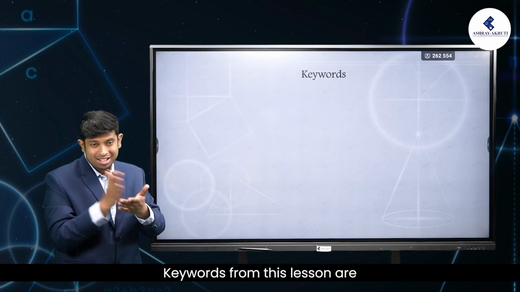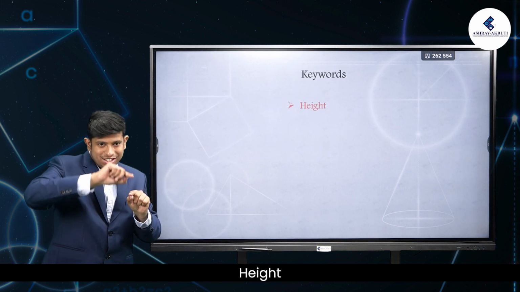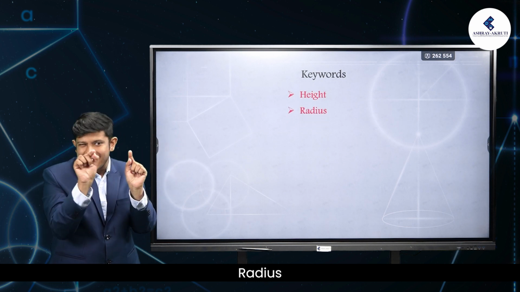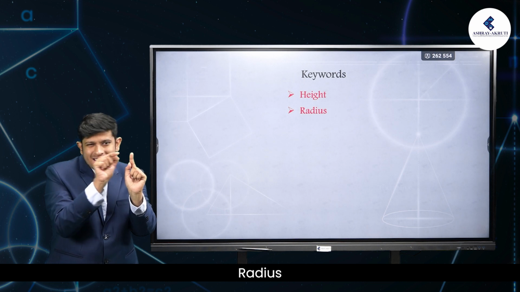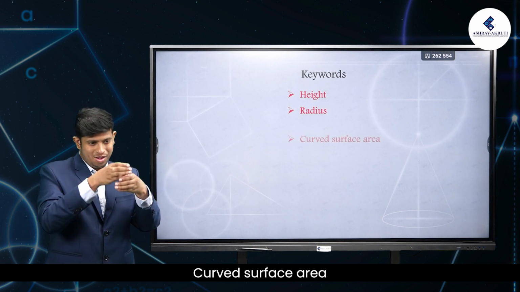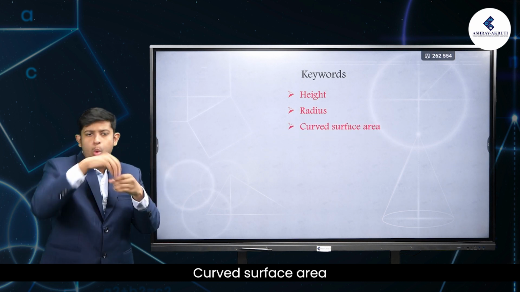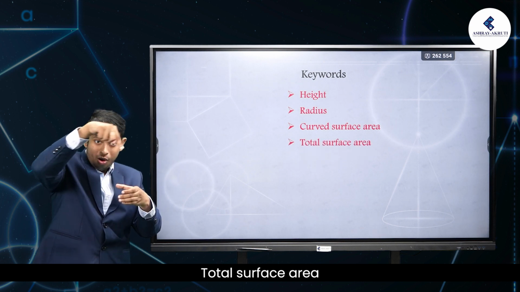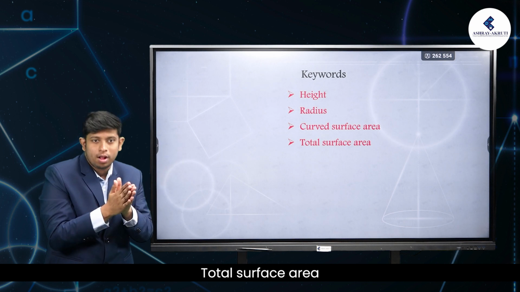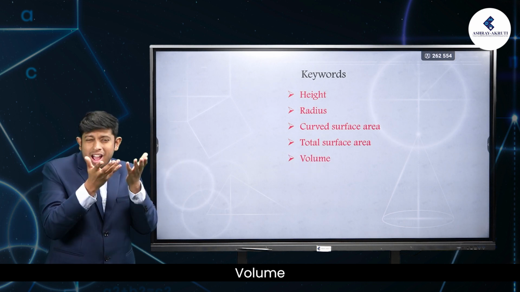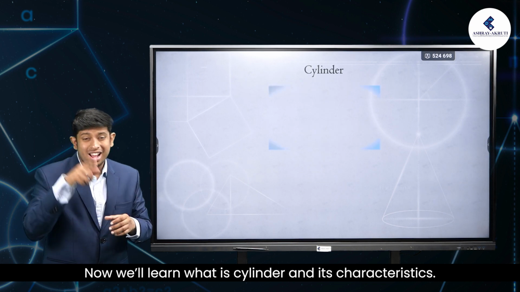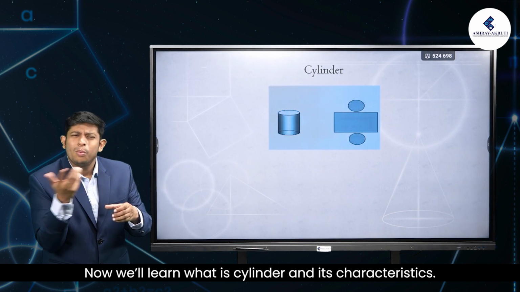Keywords from this lesson are height, radius, curved surface area, total surface area, volume, cylinder. Now we will learn what a cylinder is and its characteristics.